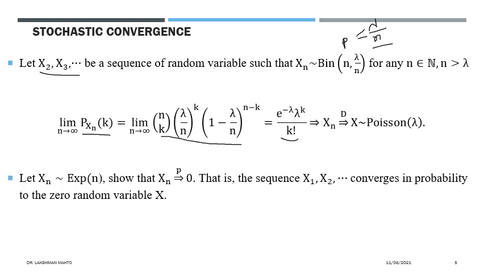Another example I would like to take is this one, example three or four. If we take a sequence of exponential random variables, where each member of the sequence has parameter lambda equal to n, so definitely it is a function of n, we claim that this sequence converges to the constant random variable X equal to 0. We will prove this through convergence in probability.